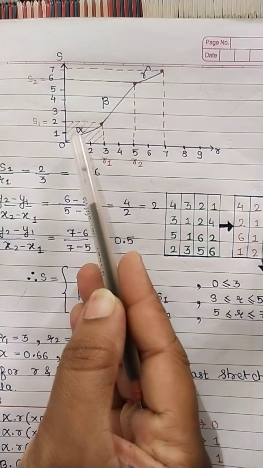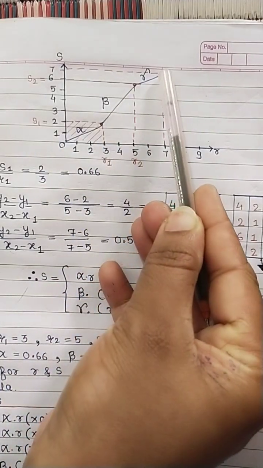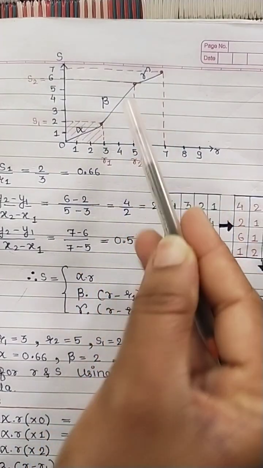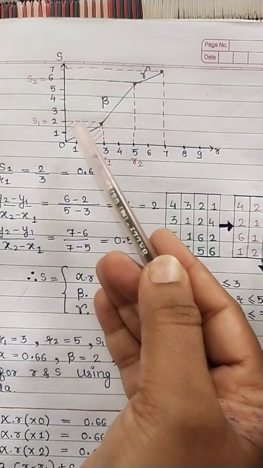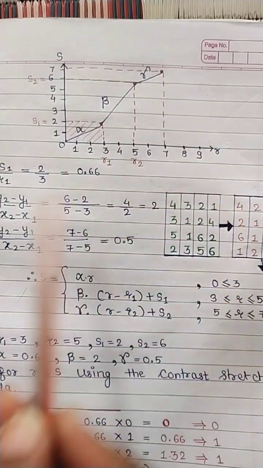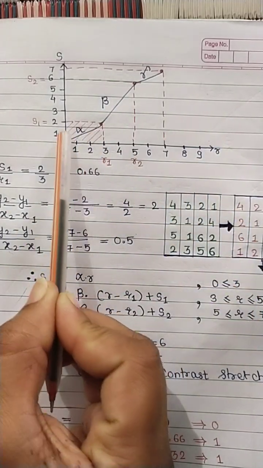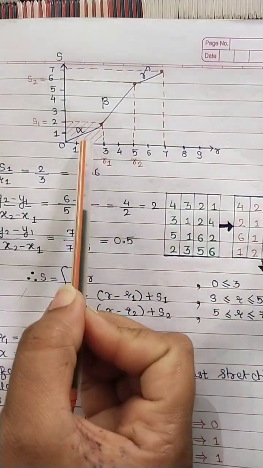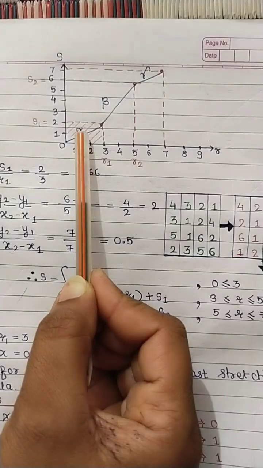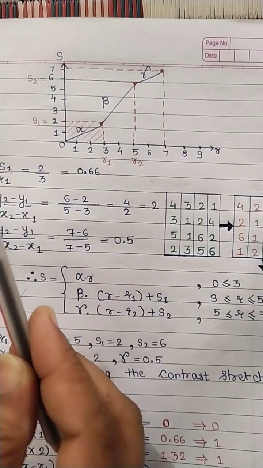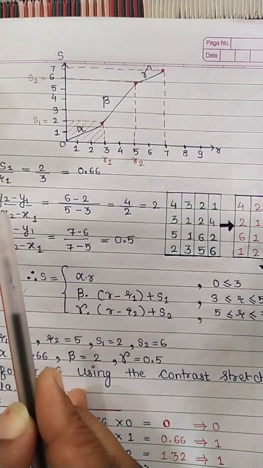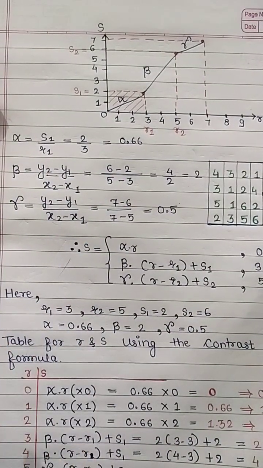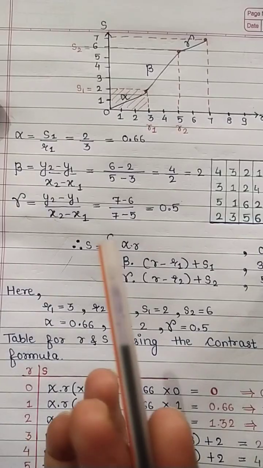So as we know, these are the three slopes we have. We will denote them by alpha, beta or gamma. You can denote them by A, B, C or L, M, N, anything. Now the next step is we have to find the slope of each part. How to calculate slope? The slope is y2 minus y1 divided by x2 minus x1.